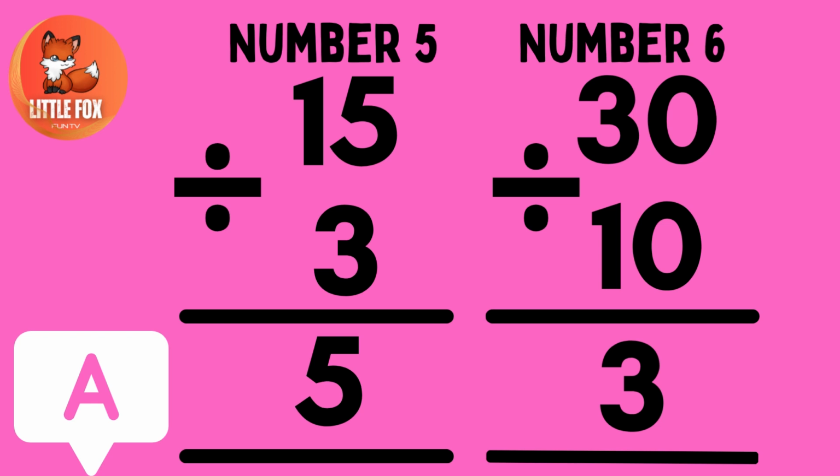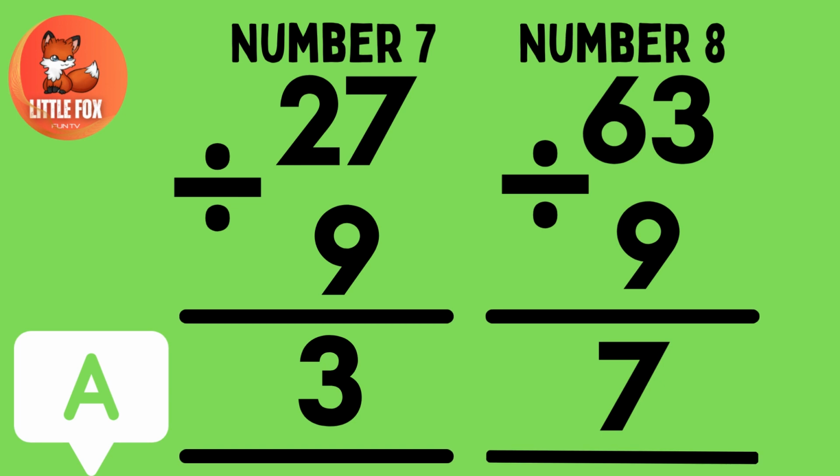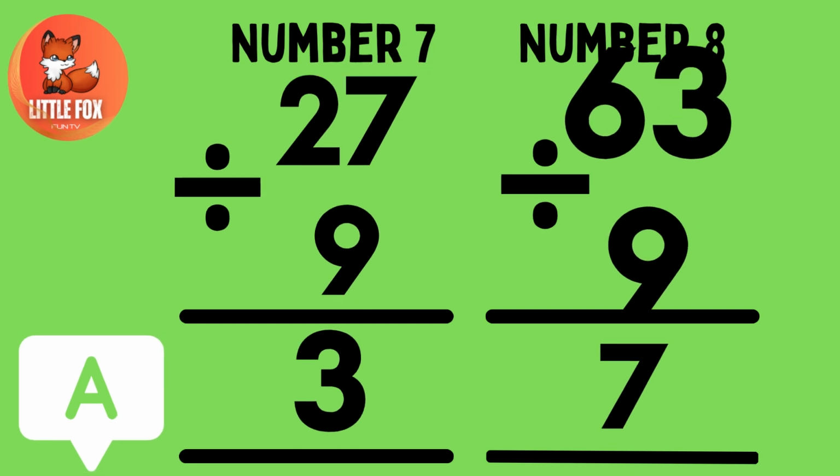Number 6. 30 divided by 10 is equal to 3. Number 7. 27 divided by 9 is equal to 3. Number 8. 63 divided by 9 is equal to 7.